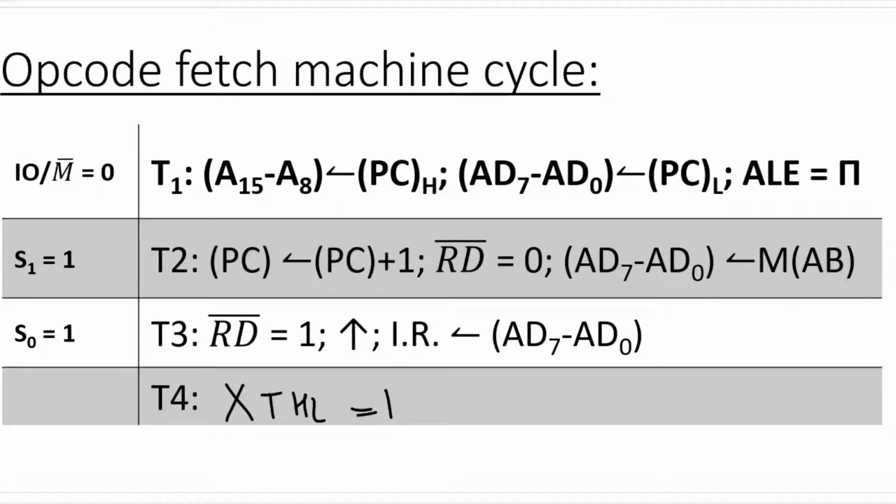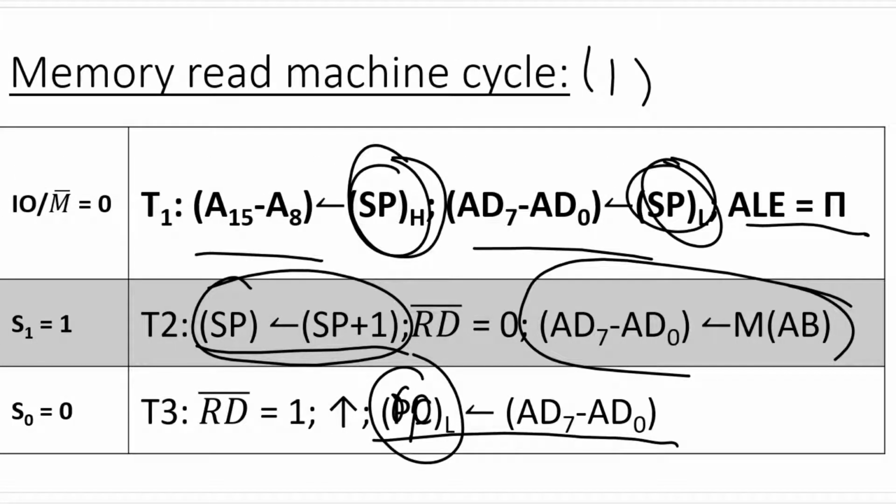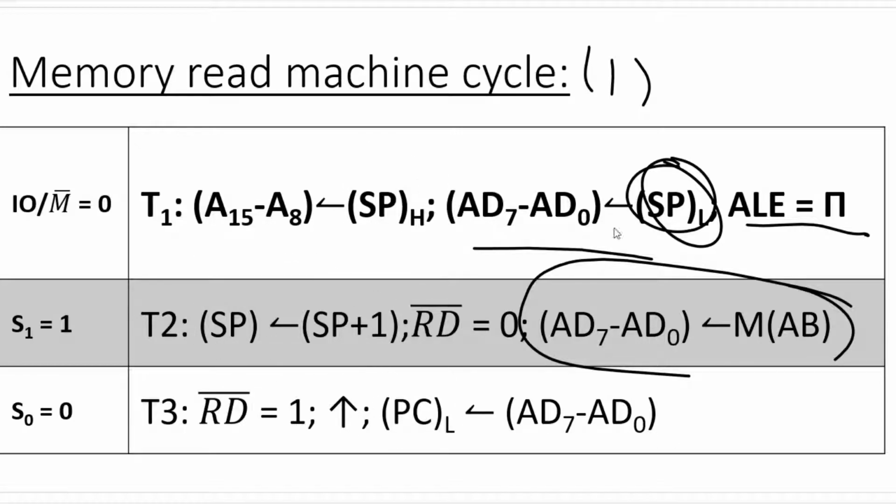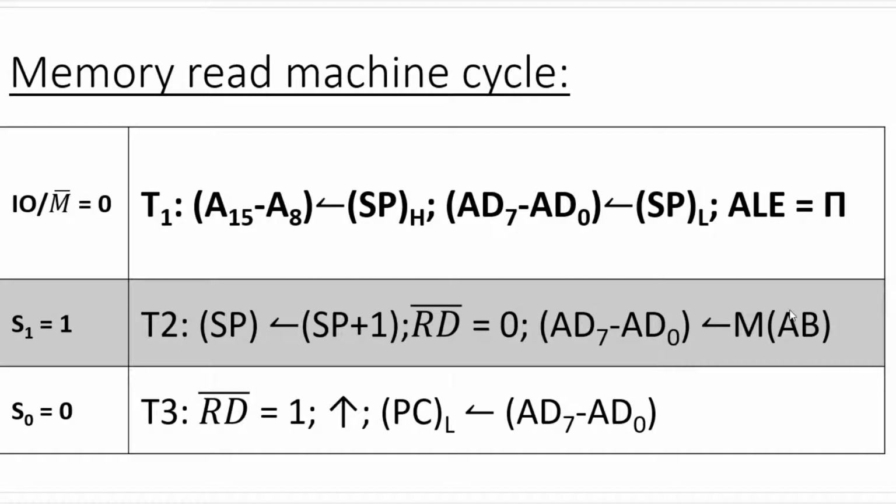Now the memory read machine cycles. This will be memory read machine cycle number 1. What will happen here? SP will be loaded to the address bus and SP will be incremented also. Read will be enabled. AD7 to AD0 will carry whatever was on the address bus. The address bus is carrying SP. So this is a memory read machine cycle. We are reading from the stack pointer location and that would be written onto the HL register pair.